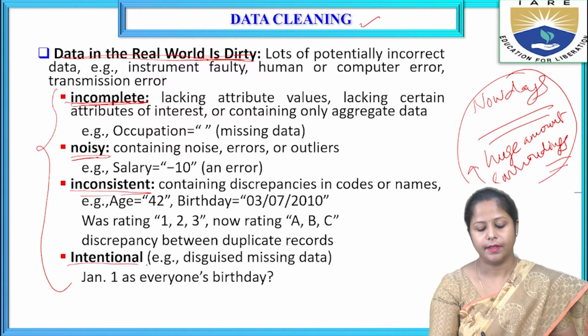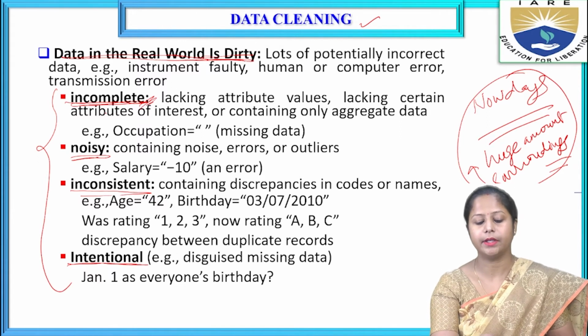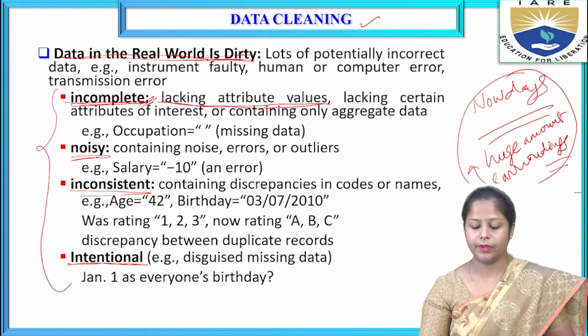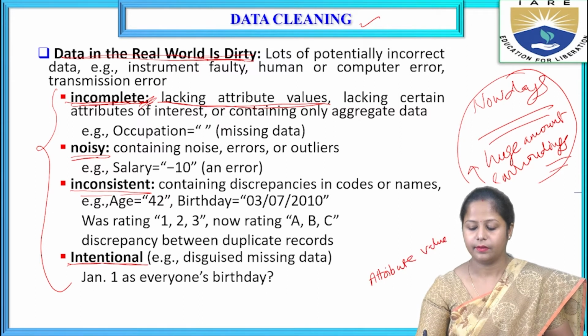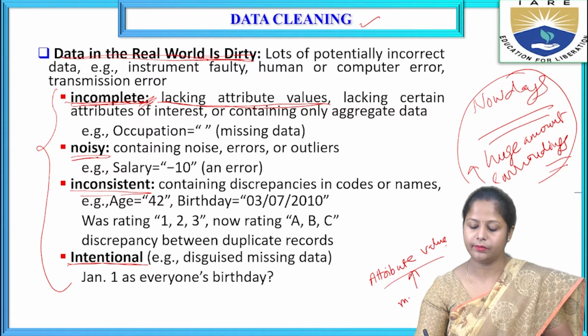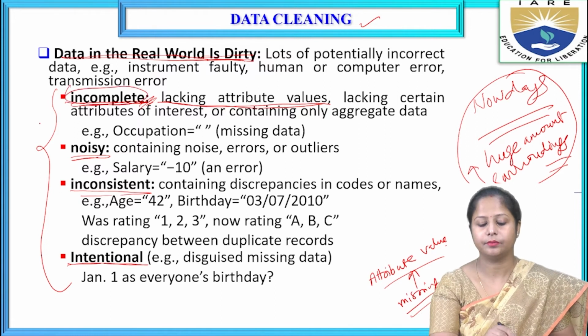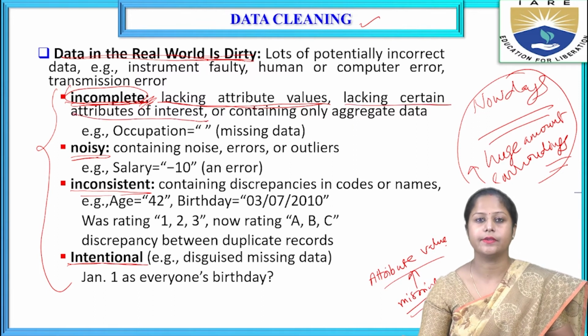Inconsistent. Intentional. What is incomplete data? Incomplete data is lacking attribute values. If we have some type of attribute or data that is lacking the attribute values, we can call this missing values. If some missing value is there, we call that incomplete data. Incomplete data: lacking certain attributes of interest.